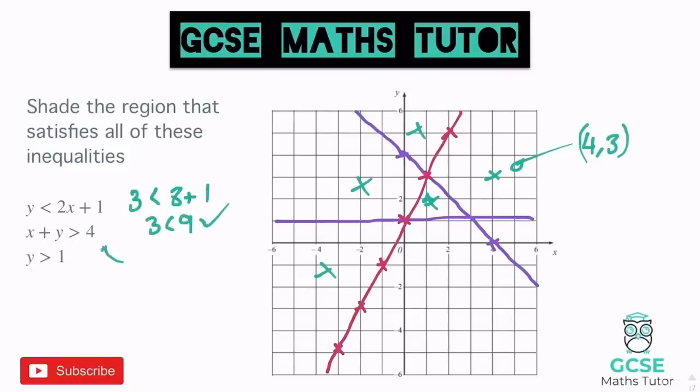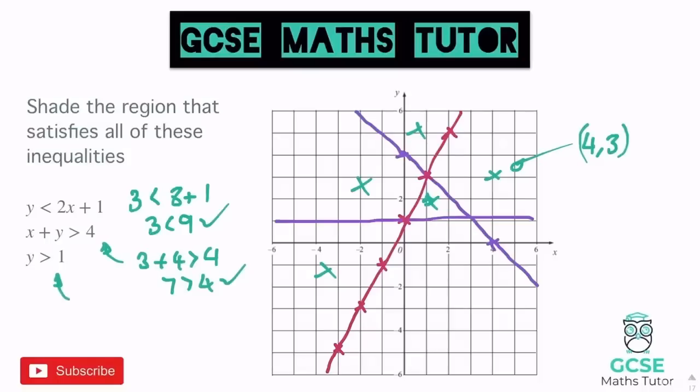Moving on to this, x plus y is bigger than 4, so x is 4, so 4 plus 3 is bigger than 4. Well, that's absolutely correct. 7 is definitely bigger than 4, so it works in that one as well. And then on to the last one here, y is bigger than 3. Sorry, y is bigger than 1.